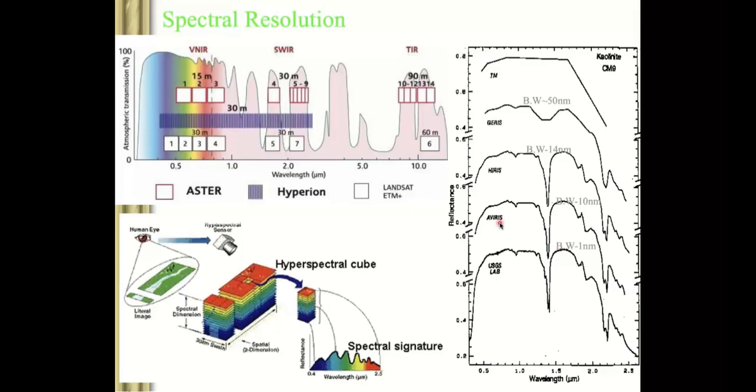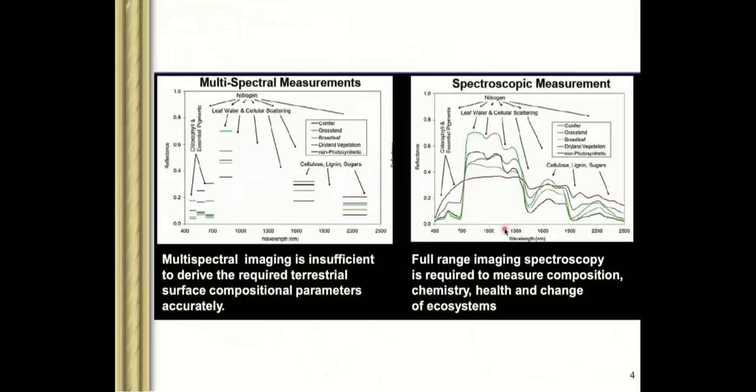So I'm trying to make it clear through these two images that we took a spectral signature of conifer, grassland, broadleaf, dryland vegetation, and some other plants. So you can say these are 4 types of plants that we are taking here. For example, this is a multispectral measurement.